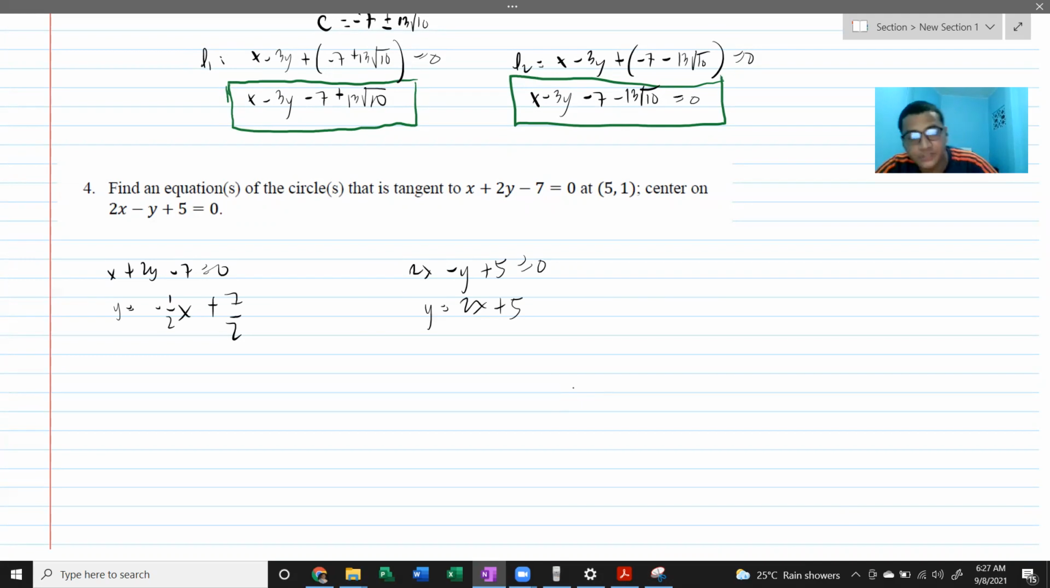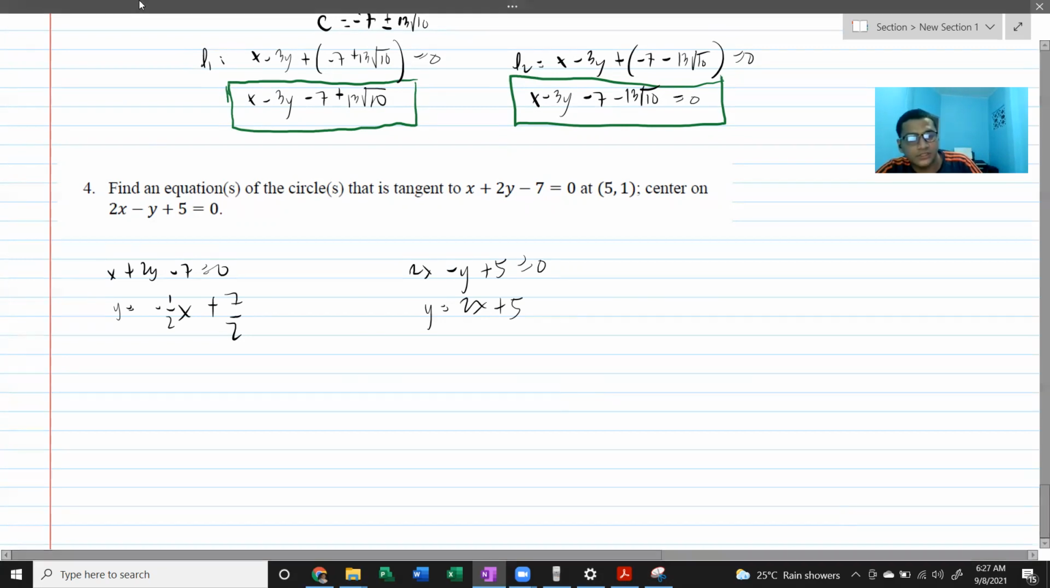So by inspection, class, these two lines, let's call this line 1, and let's call this line 2. These two lines are perpendicular lines, right? Okay. Now, we can also verify it using the slope of the first line, which is -1/2, and the slope of the second line, which is 2. So their product is -1. Okay. Let's graph this.